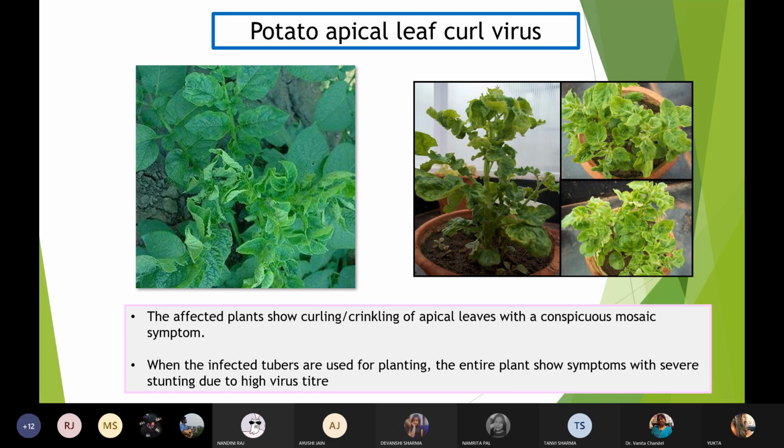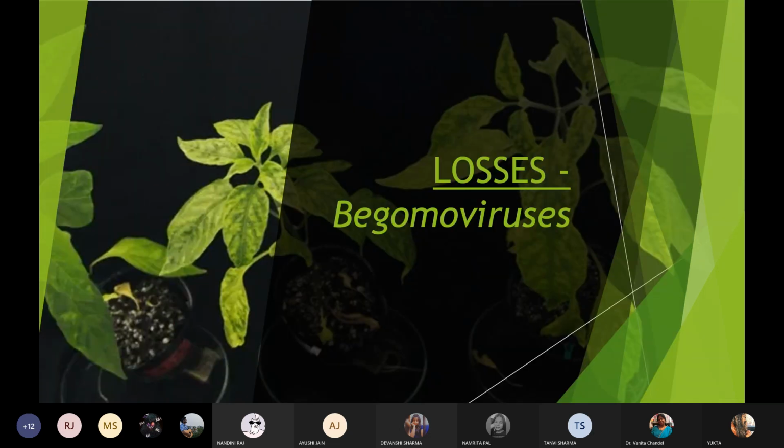Now, Vivek will tell us about the management and losses of Begomoviruses. Am I audible?